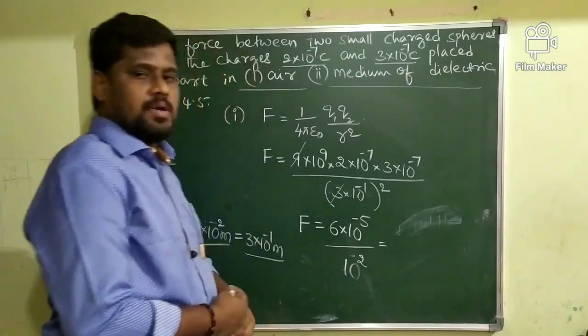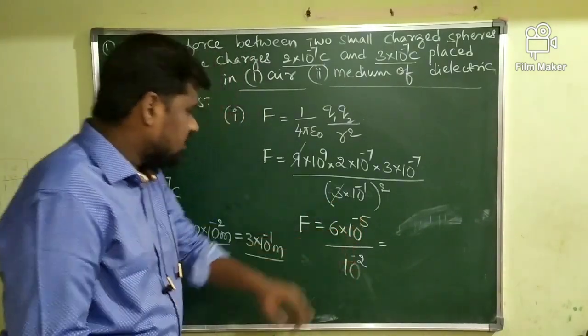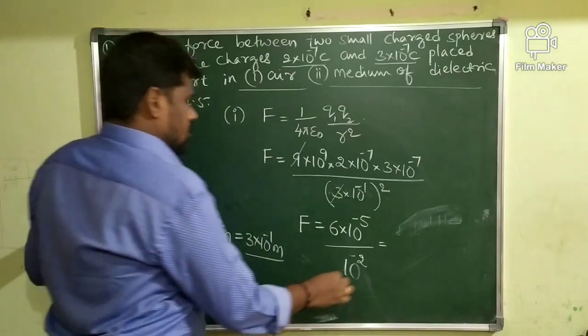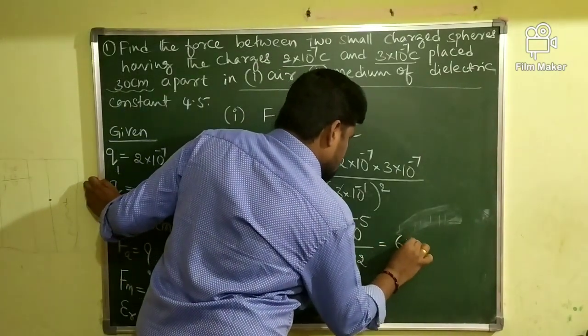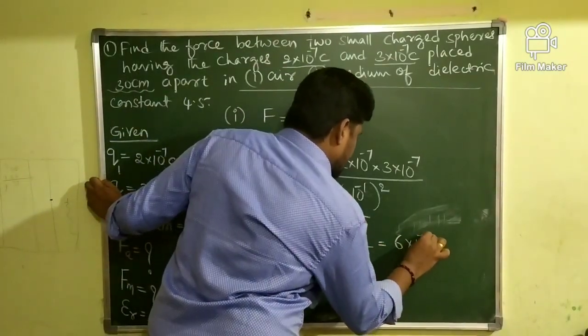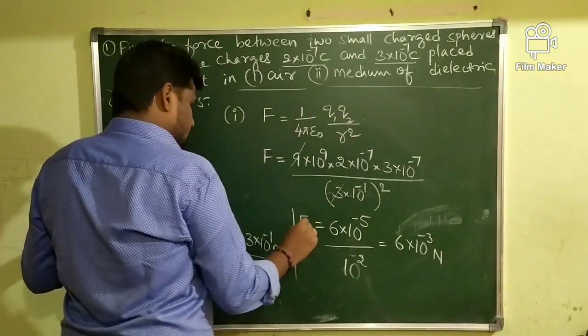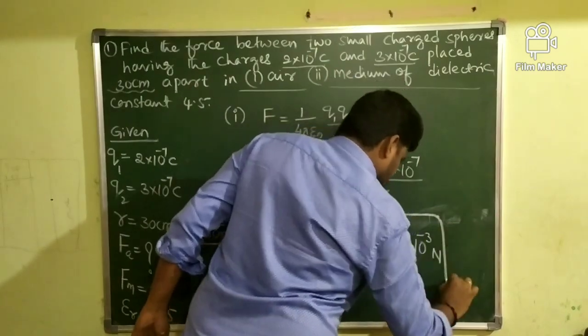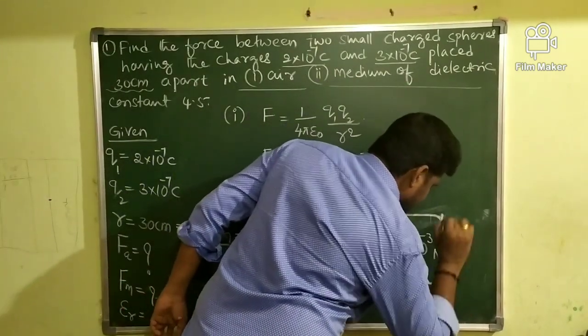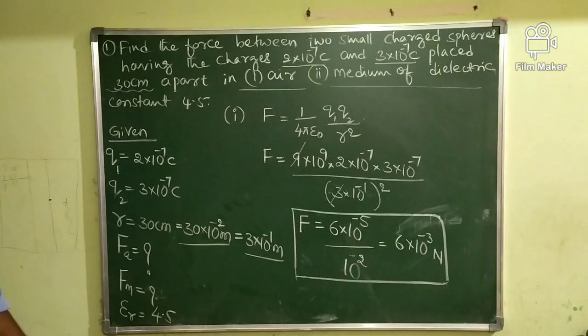Already we have 10 power minus 5. Together with the 10 power plus 2 it will be, how much is it? 10 power minus 3. 6 into 10 power minus 3 Newton is the force between two charges in air. Force between the two charges in air medium is given by F equals 6 into 10 power, how much is it? Minus 3 Newton.